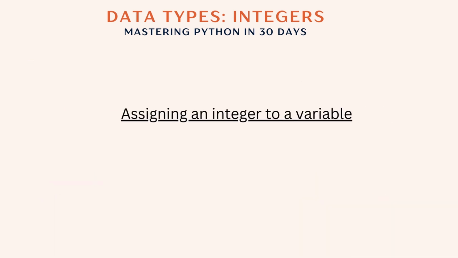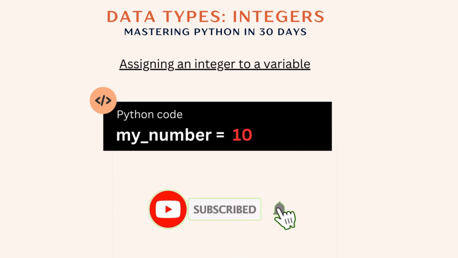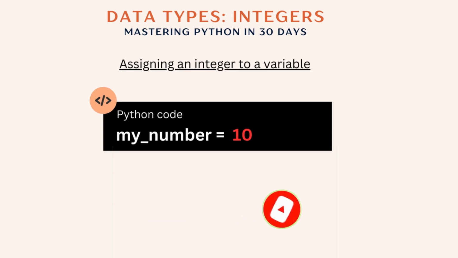Now, in Python, we can assign an integer to a variable just like we did with the message variable in the previous episode. You should check it out. Let me show you an example. In this simple line of code, we assign the value 10 to a variable called my_number. Now, congratulations, you've just created your first integer variable.